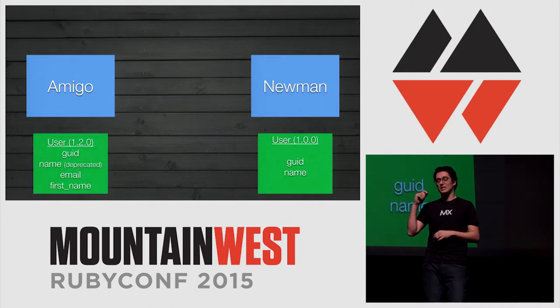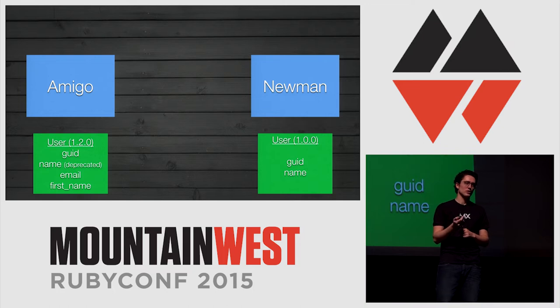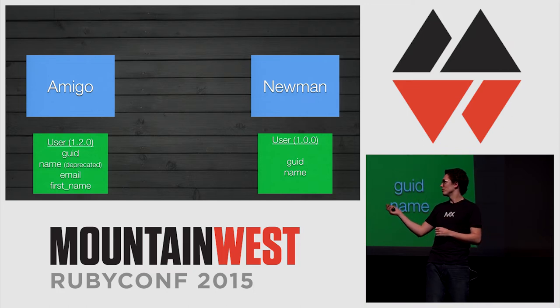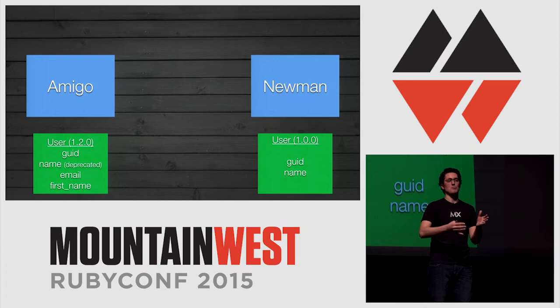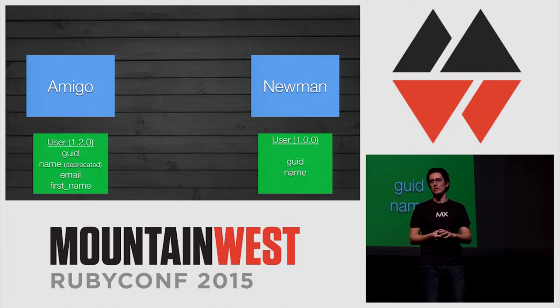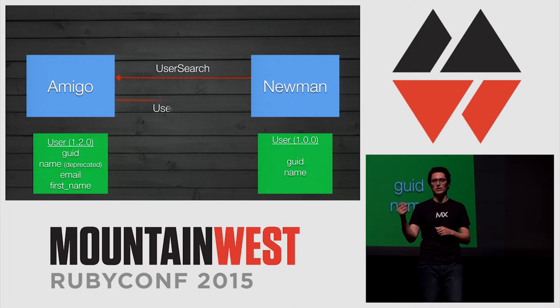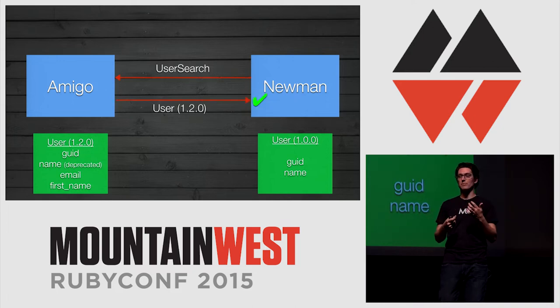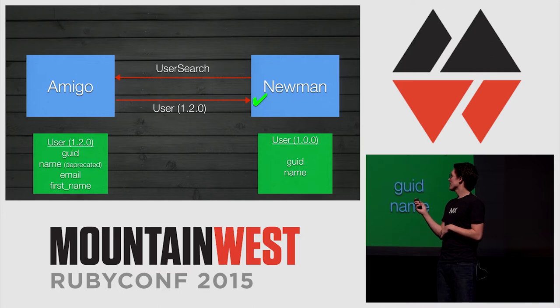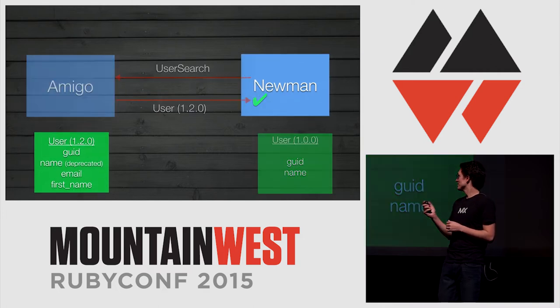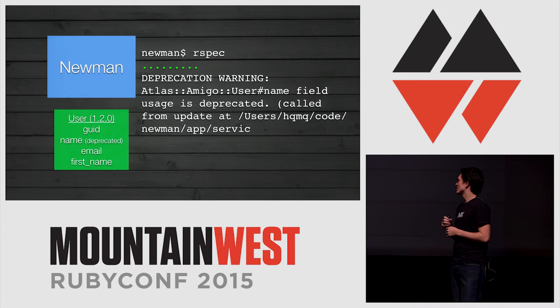So instead what you do is you release a version 1.2. You put a flag on the name field to say this is deprecated. This field is going to be going away soon. And you add the new fields. And for a little while, Amigo is actually going to populate both of those fields whenever it is sending out a copy of a user. Now, when Newman asks for a user and it gets one back, it can still use that name field. But the next time that Newman gets a bundle update, and it runs its specs, it's going to get this deprecation warning.